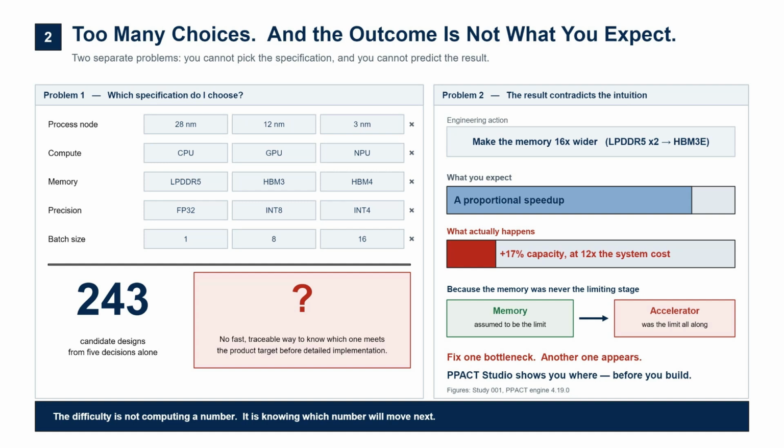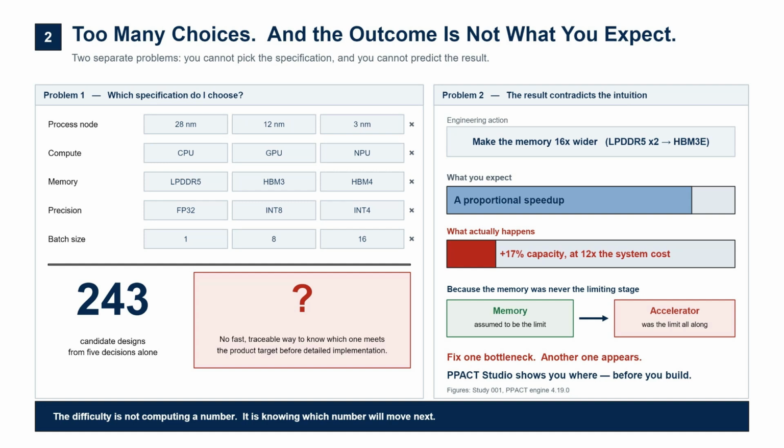Study 001 demonstrates this clearly. We increase memory bandwidth by a factor of 16. Intuitively, we might expect a dramatic improvement. Instead, pipeline capacity improves by only about 17%, while system cost increases by roughly 12 times. Why? Because memory was not the fundamental limiting element.